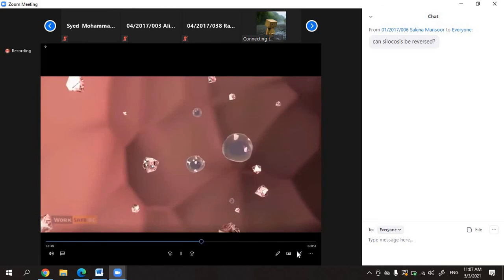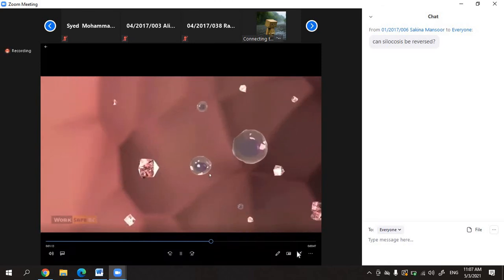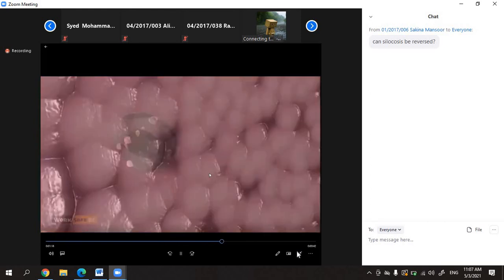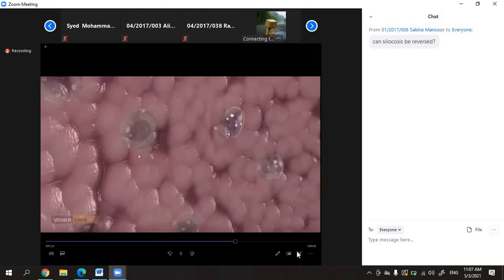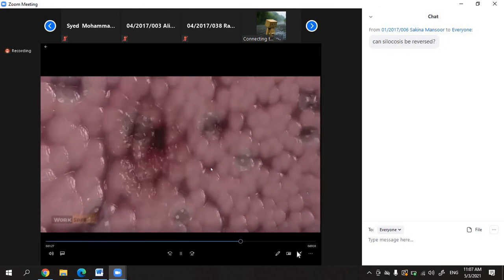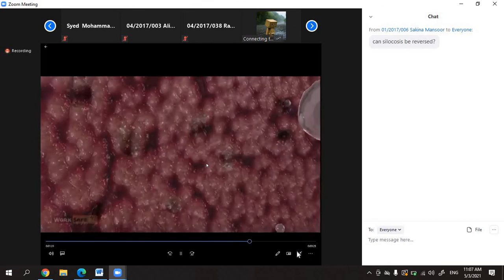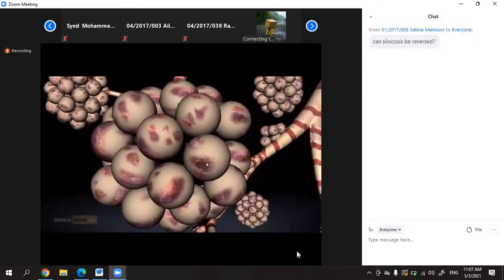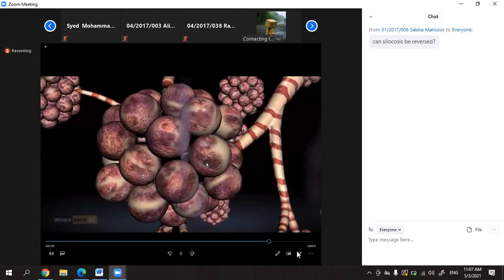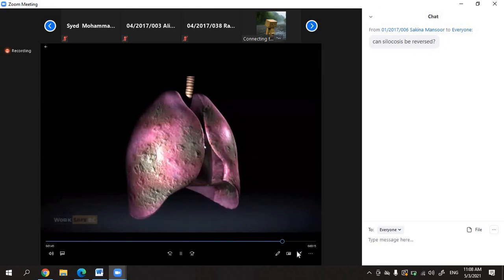These are the tiny crystals of silica. Macrophage cells have taken up these crystals. And these macrophages carry these tiny crystals to the lungs and cause scarring of the lungs. So much scar tissue is formed, affecting the lungs.